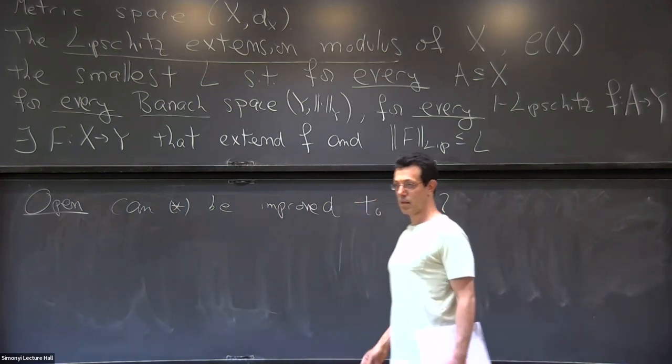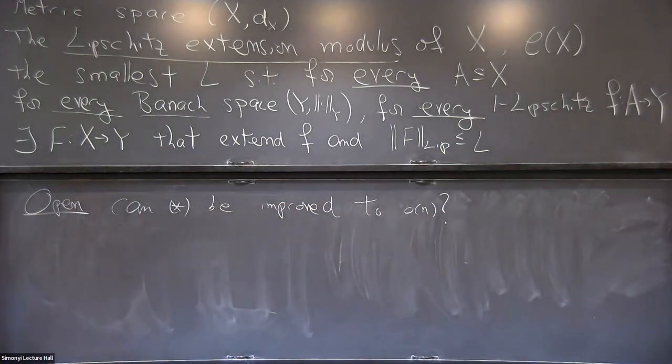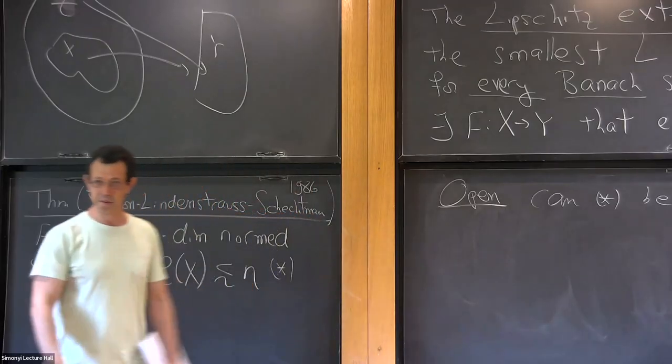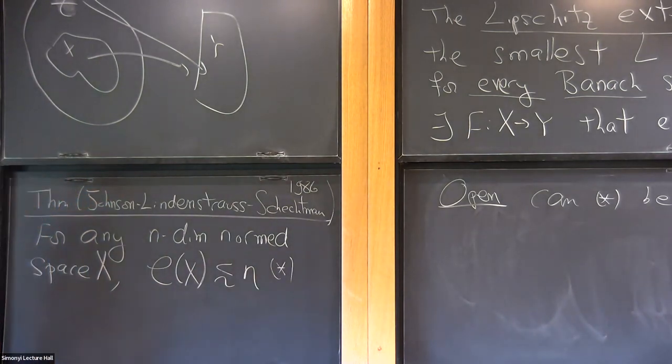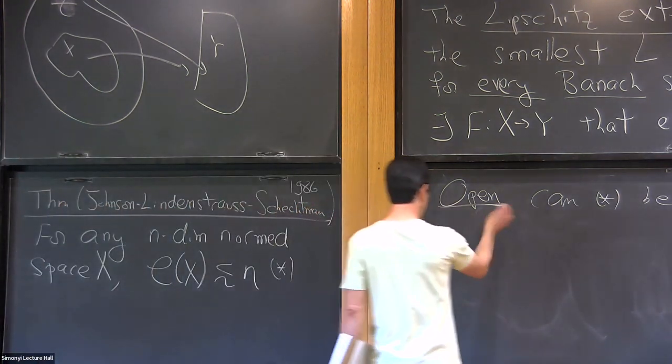So over the years, I think there are three genuinely different proofs of this estimate that have been found by different people. And they always get stuck at n, but we do not know if you can do any better. It's a great question. Let's continue, so again, open.